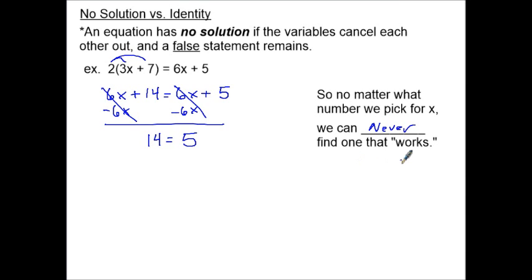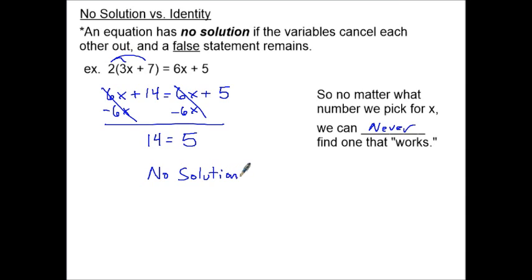find one that works. I don't want to do this in the video just because it'll take a lot of time. If you want to see it, ask me in class. But if we start picking an x value and plug it in both and crunch both sides, it's never going to work out to be the same thing. We'll get different numbers besides 14 and 5, but we're always going to get some crazy thing that doesn't match when we work it out. And again, what that means is we're going to say no solution.